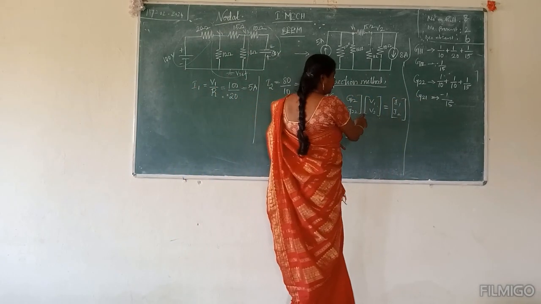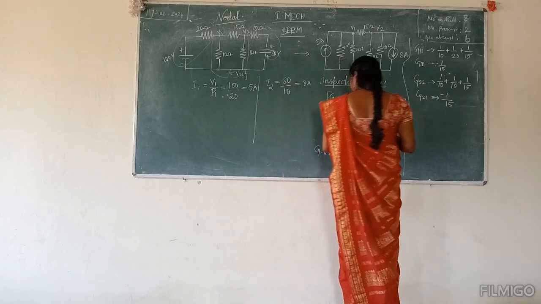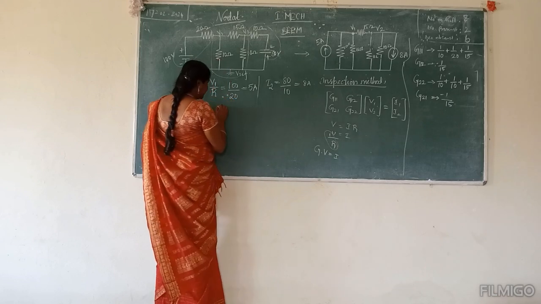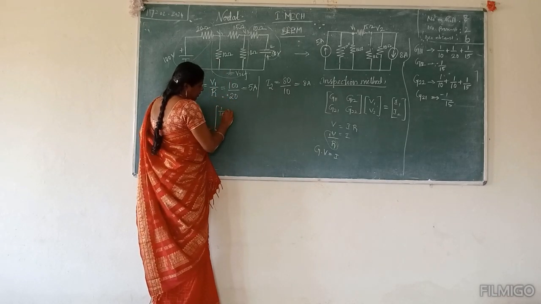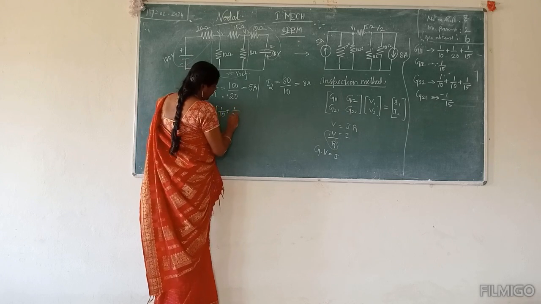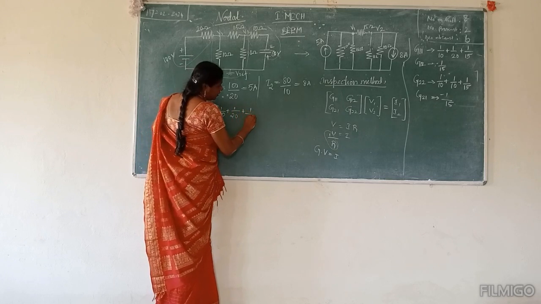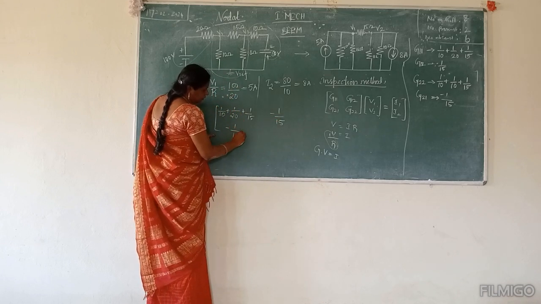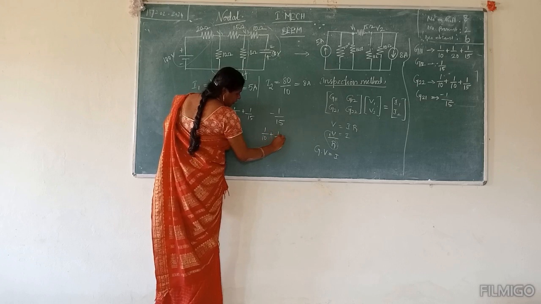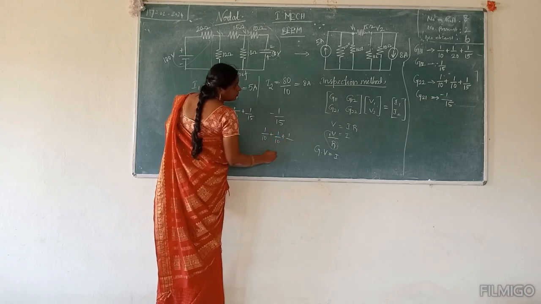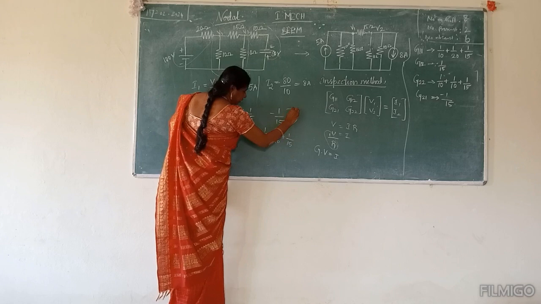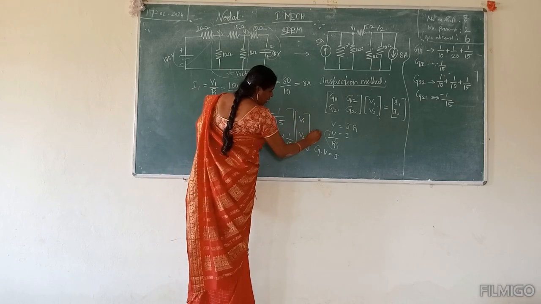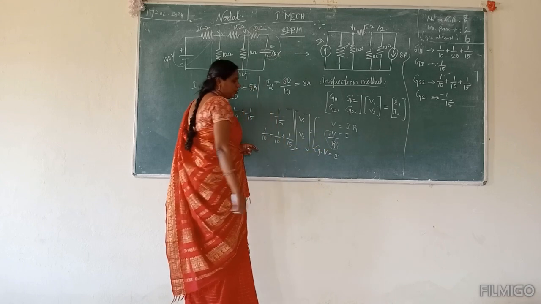Okay, so when I substitute here, how should I write? G11 is 1 by 10 plus 1 by 20 plus 1 by 15, minus 1 by 15, minus 1 by 15, 1 by 10 plus 1 by 10 plus 1 by 15, into V1, V2. I don't know those, that is what I am going to find out. Then I1, I2. What is I1, I2?